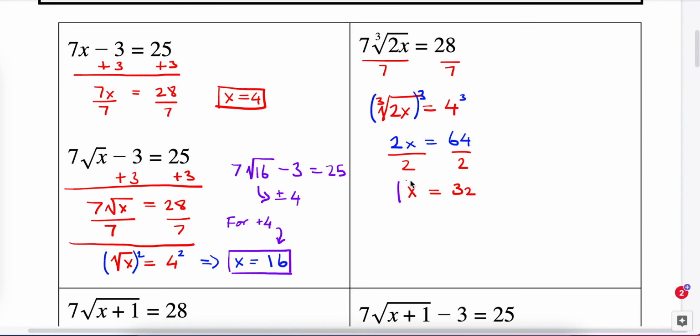So we've solved for our variable, x equals 32. Let's plug that into a calculator. 7 times the cube root of 2 times 32. If you plug this into a calculator here, you will indeed get 28. So that's a good solution. All right, let's move on.